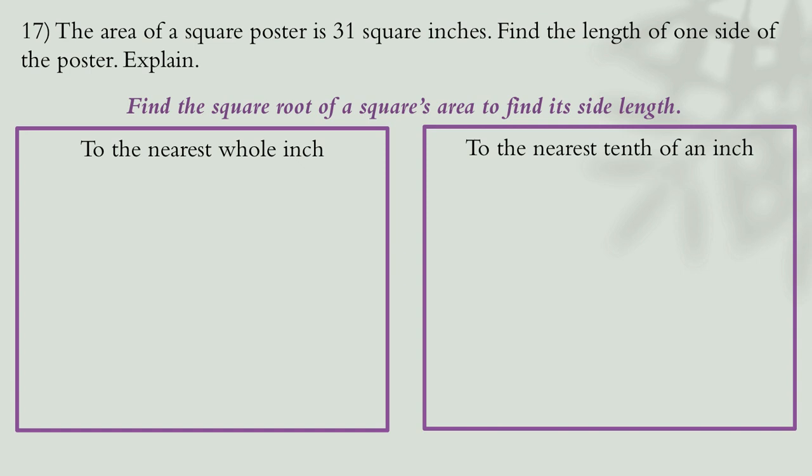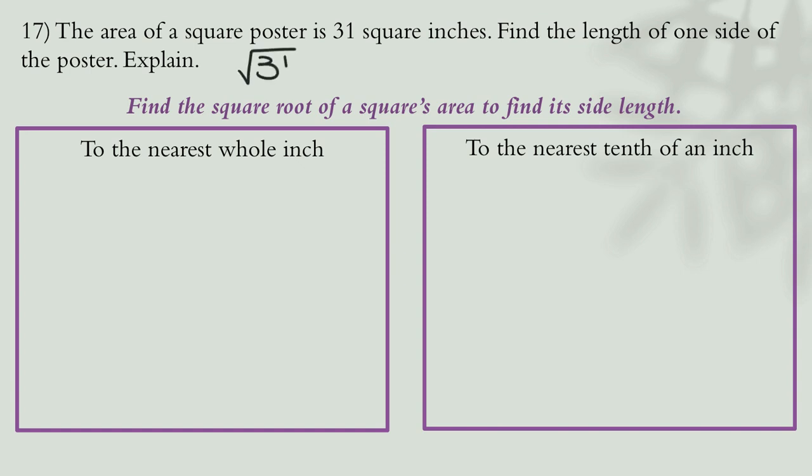17, and I'm going to leave 17 up on the screen for a minute because there's some information about it that you'll need to help you answer it. All right, I'm pausing. Okay, 17. We have the area of a square poster is 31 square inches. We want to find the length of one side of the poster. And I put on the screen that you needed to find the square root of a square's area in order to find its side length.